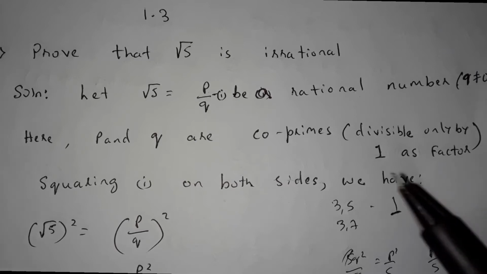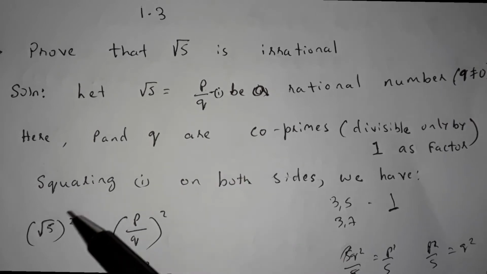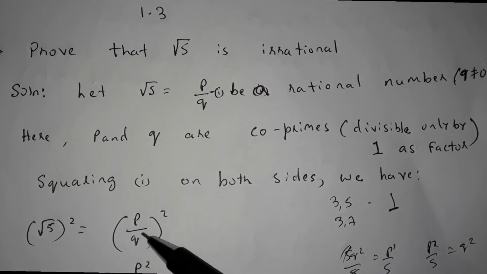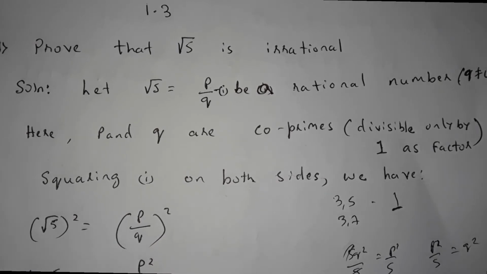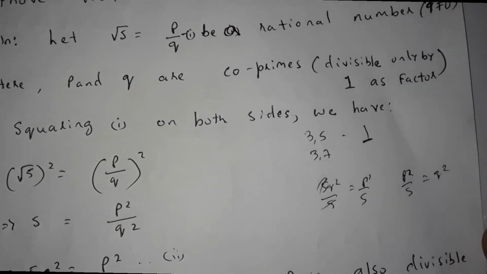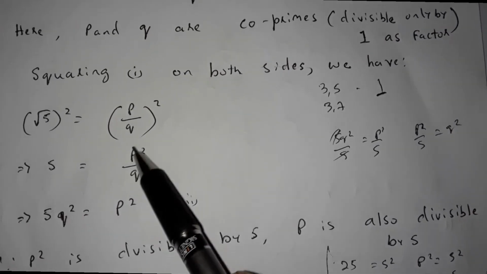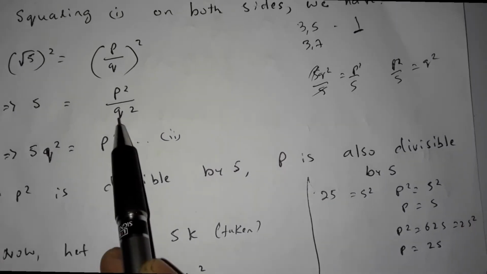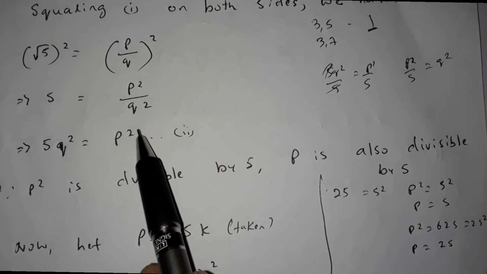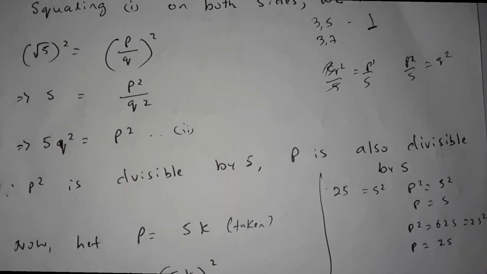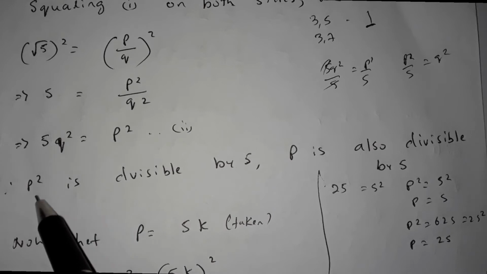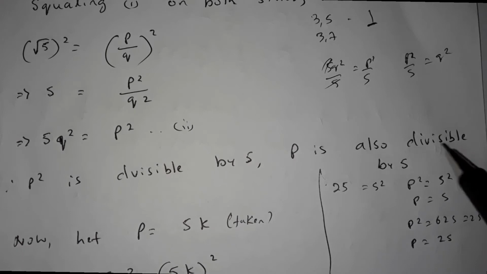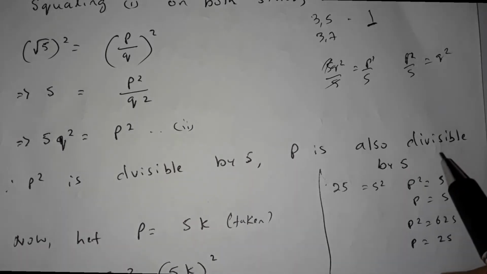So squaring this, what do we get? Root 5 squared equals p by q, whole thing squared. Root 5 squared is 5, p squared is p squared, q squared is q squared. So 5 q squared equals p squared. This is equation number 2. Since p squared is divisible by 5, p is also divisible by 5.